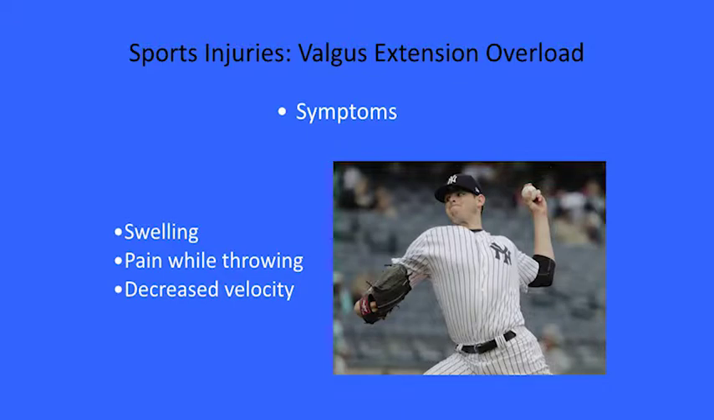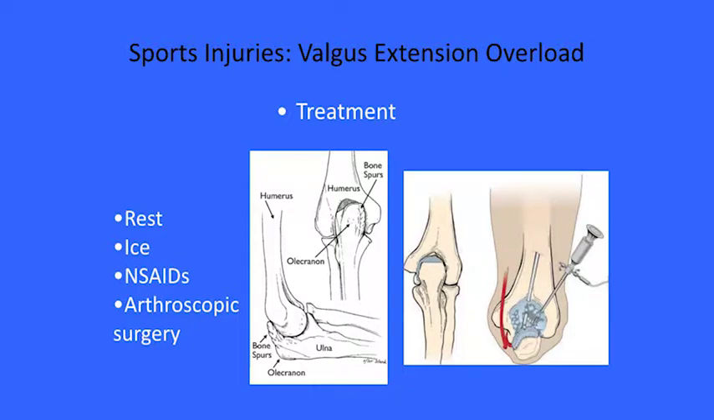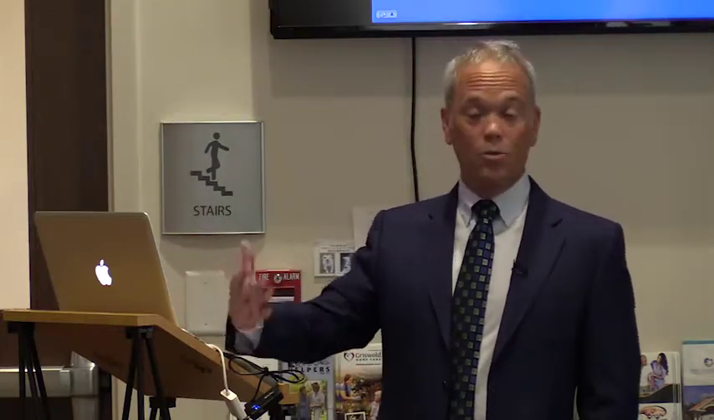Treatment of it: rest, ice, anti-inflammatories, injections, and then arthroscopic surgery can be done where we insert the arthroscope and we're removing these bone spurs that are here on the edge of the olecranon, the medial edge of the olecranon, and also at the tip. Now that can also be done sometimes in arthritic elbows, just as a crossover here that might have nothing to do with throwing. You may just have an arthritic elbow where this has occurred.